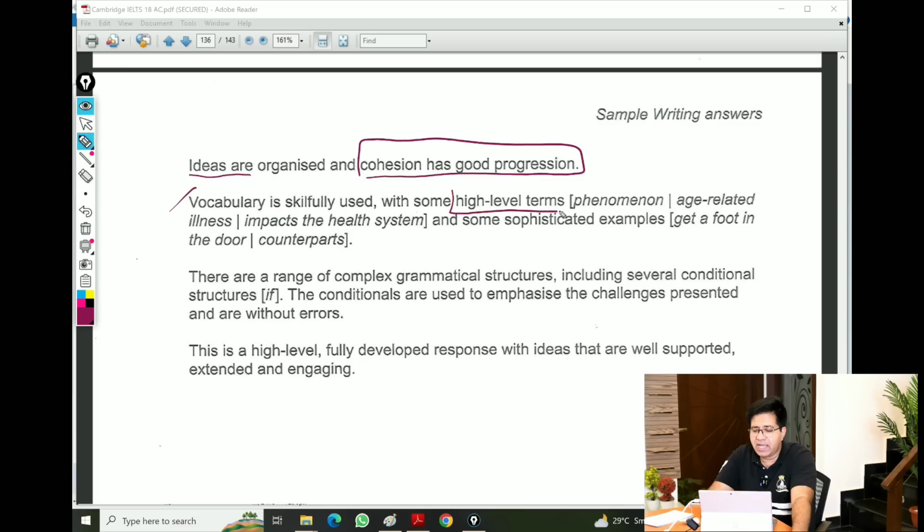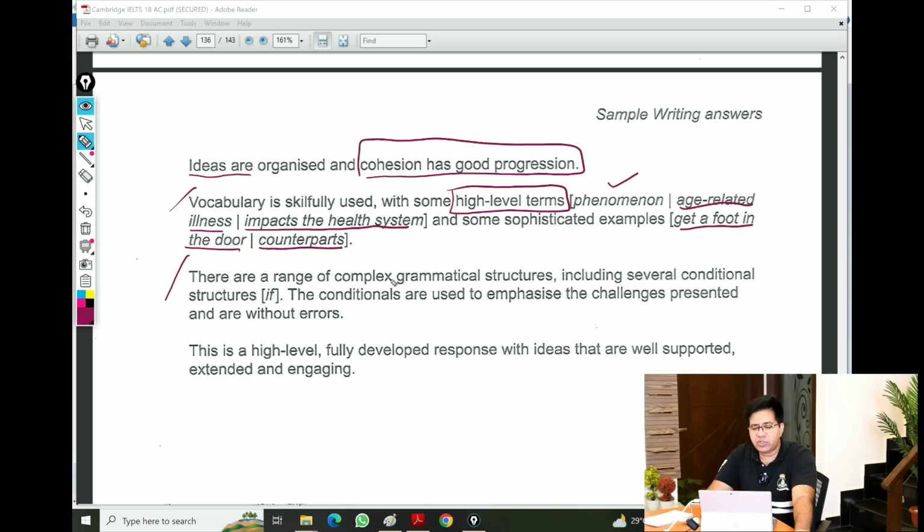Okay, now what is that high level and what are those high-level terms? Phenomenon, age-related illness, impacts the health system, and some sophisticated examples like get a foot in the door. This is actually, you know, a sort of idiom. This is an idiom, get a foot in the door, and then counterparts, right? So this vocabulary is sophisticated, so you should try to use such words.